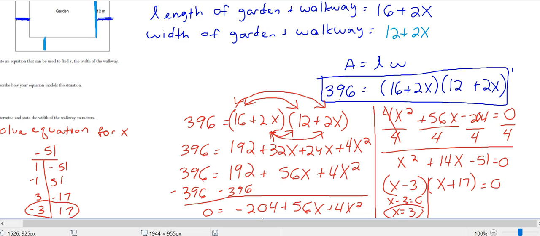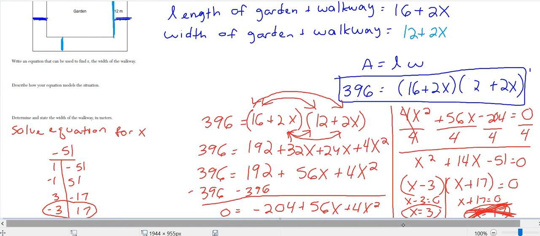And we're going to set the other factor also equal to 0. x plus 17 is equal to 0. Subtract 17 from both sides, and x is equal to negative 17. Since width cannot be negative, we reject this answer. This is not going to be an answer. So we do know that x is equal to 3. So let's go back to what we have. We're solving the equation for x, which we just did. So x is equal to 3, and the width of the walkway is 3 meters.